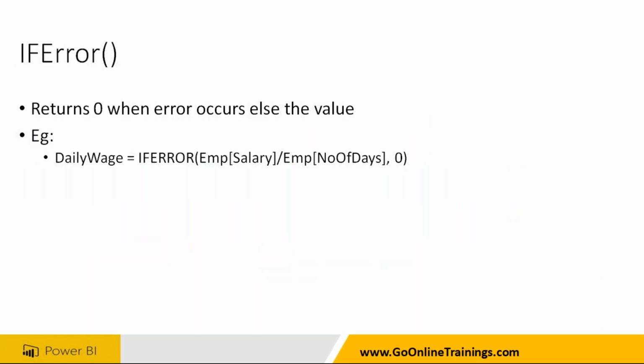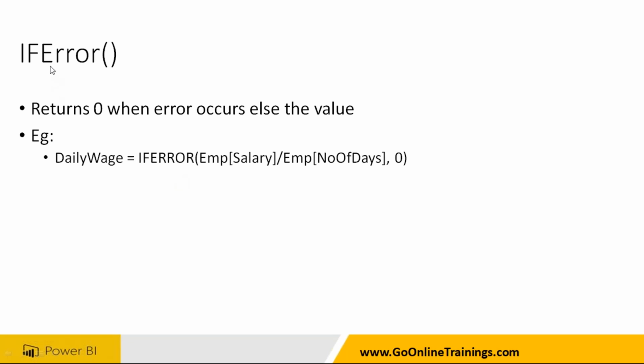Now, IFERROR returns zero when an error occurs, else the value. For example, whenever you do employee salary divided by employee attendance, the number of days attended. For example, you got a positive corona, you did not go for a month. The number of days you have attended is zero. If a by b and b equals 0, you will get infinity, right? So instead of getting infinity, it returns 0 when an error occurs. Clear? If it is 0, instead of giving you the infinity value, it is going to give you 0. Else you get the value.